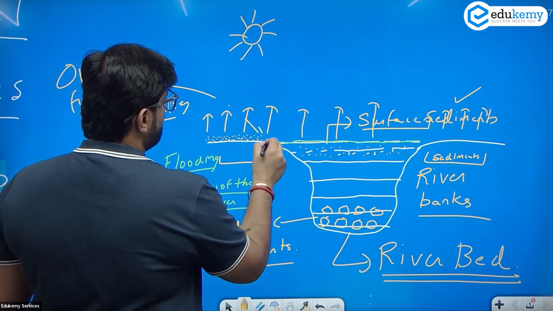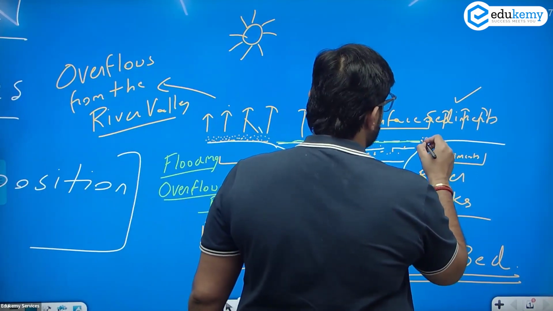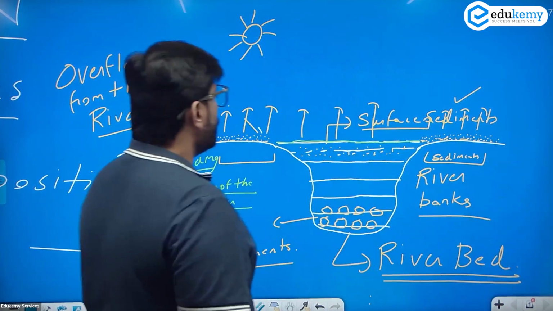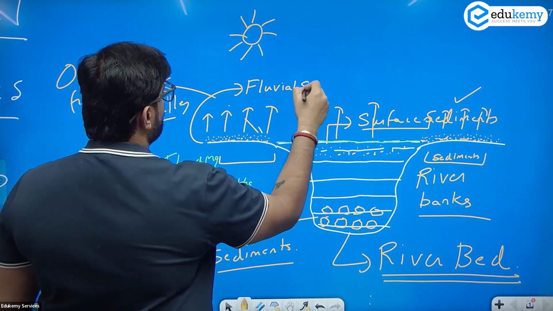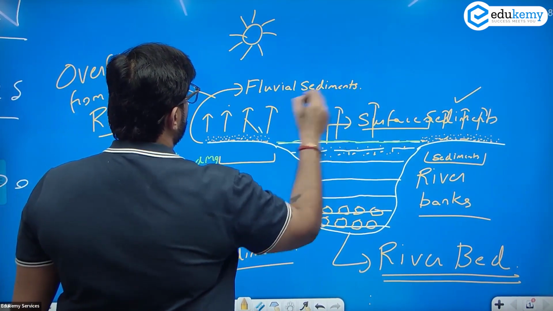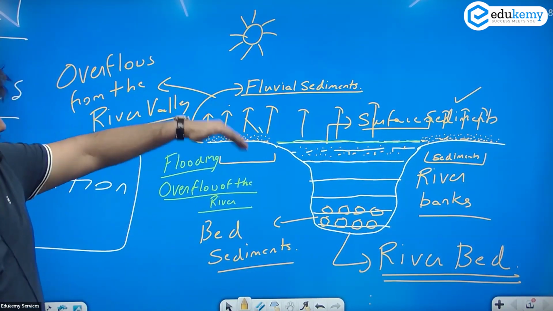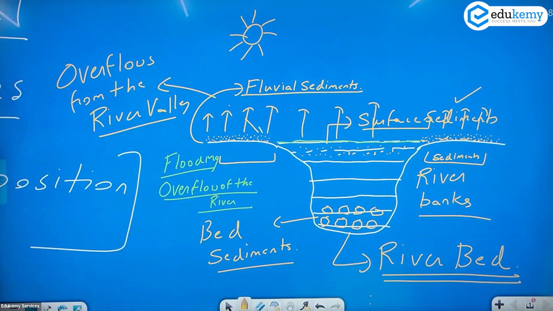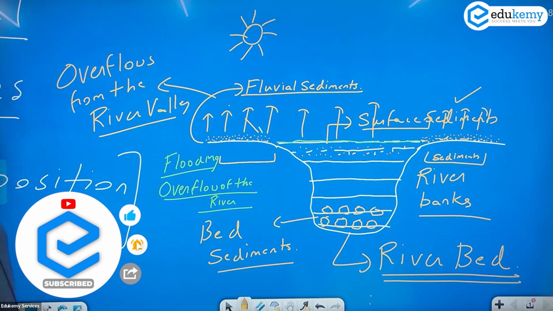Now these sediments that are deposited across the river bank are known as fluvial sediments. And these areas of the river banks where we have the deposition of fluvial sediments are known as the regions of the floodplains. So technically, once the water evaporates after the overflow, the sediments remain deposited in the regions adjacent to the river, and these areas where we have the deposition of fluvial sediments are known as floodplains.